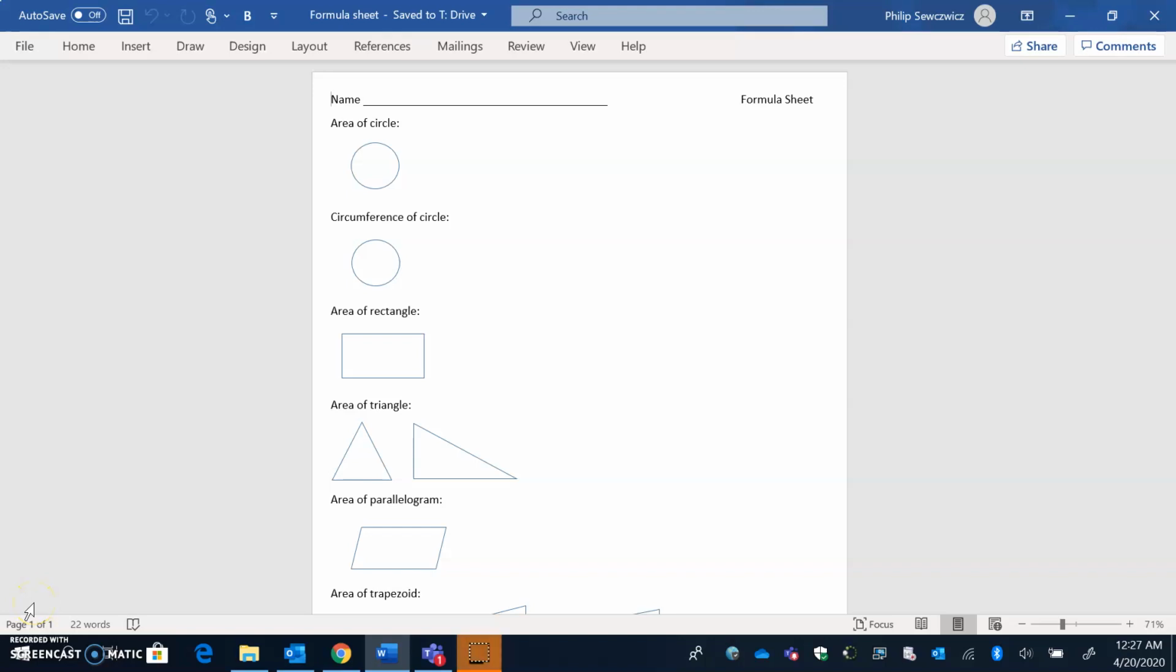Okay, so the point of this sheet is to organize all our different formulas that we've been using in this unit. So some of them are new and some of them are old. So the first one is the area of the circle. We have been seeing that one. Area is going to be pi times the radius squared. Circumference is pi times diameter.